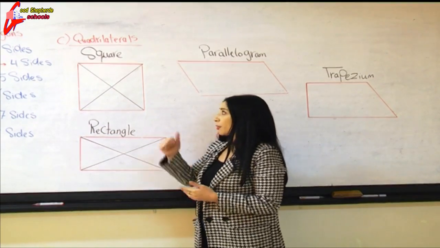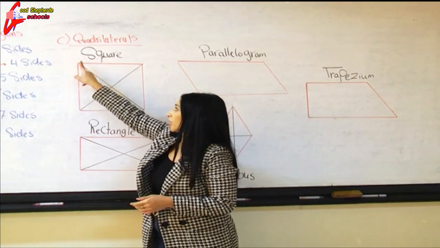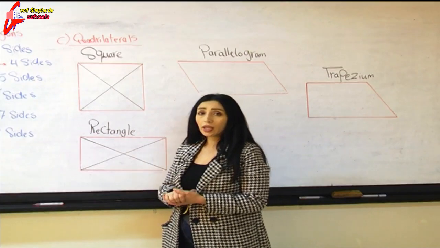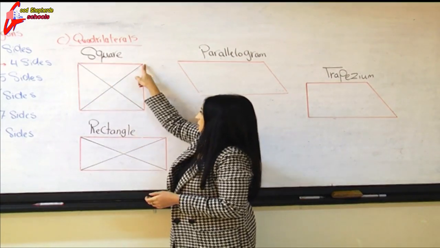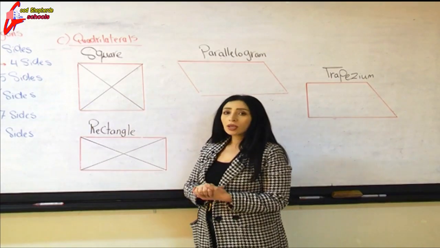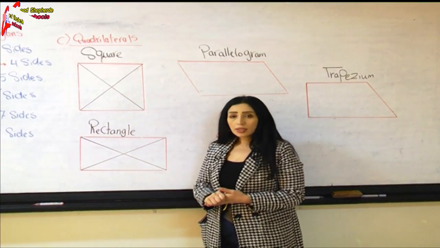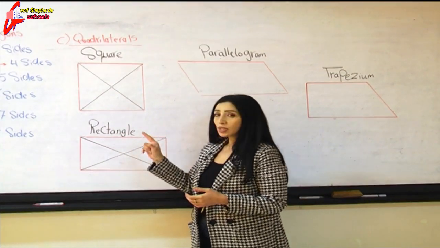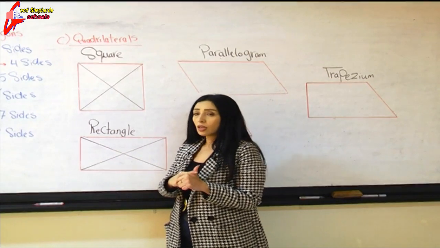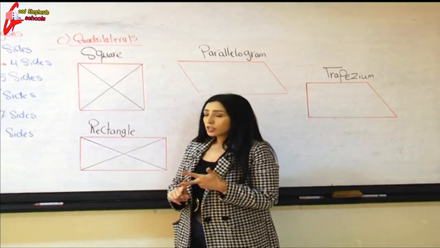The last thing about square, its diagonals. A diagonal is a line segment joining any non-consecutive vertices, like this line segment and this line segment. We can call them diagonals of square. Diagonals of square are equal in length, perpendicular, and bisect each other.